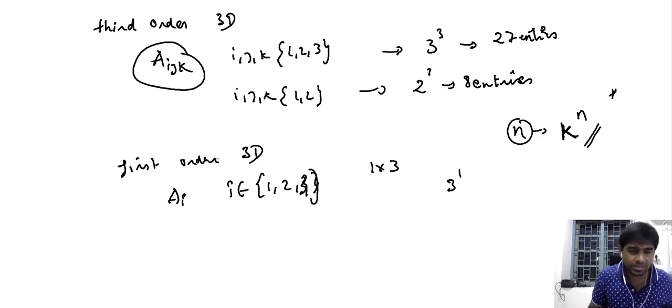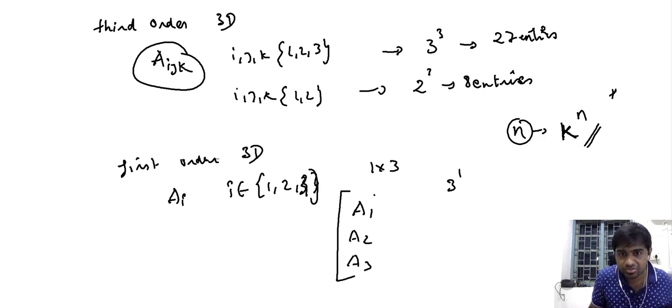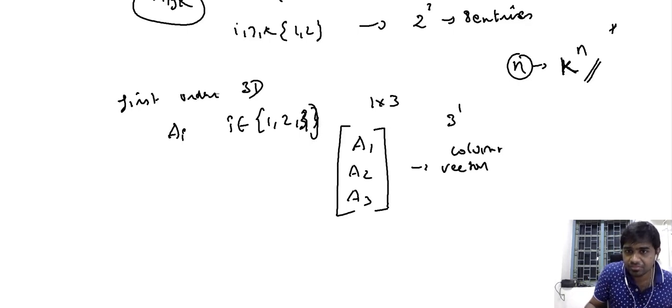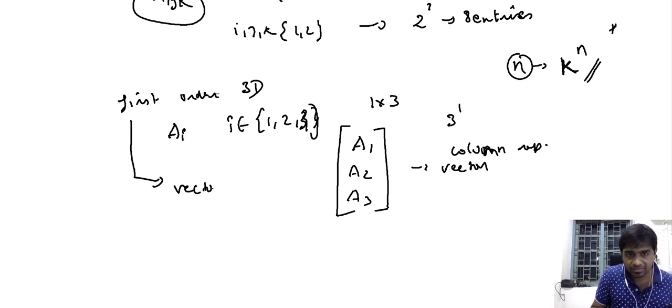Now getting back to the first order tensor, the order is 1, so it assumes the exponent role, and we have 3 dimensions, so 3 power 1. Essentially we can write it down as A1, A2 and A3. This is how we generally write it out. This is nothing but a representation of the vector, the column representation of the vector, something that we have looked into. So the first order tensor is nothing but a vector.